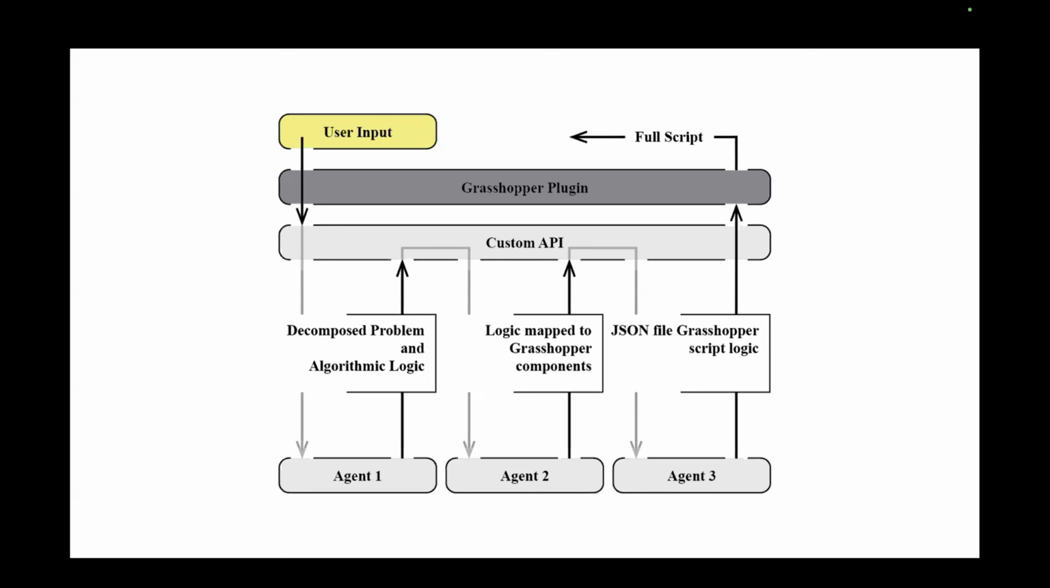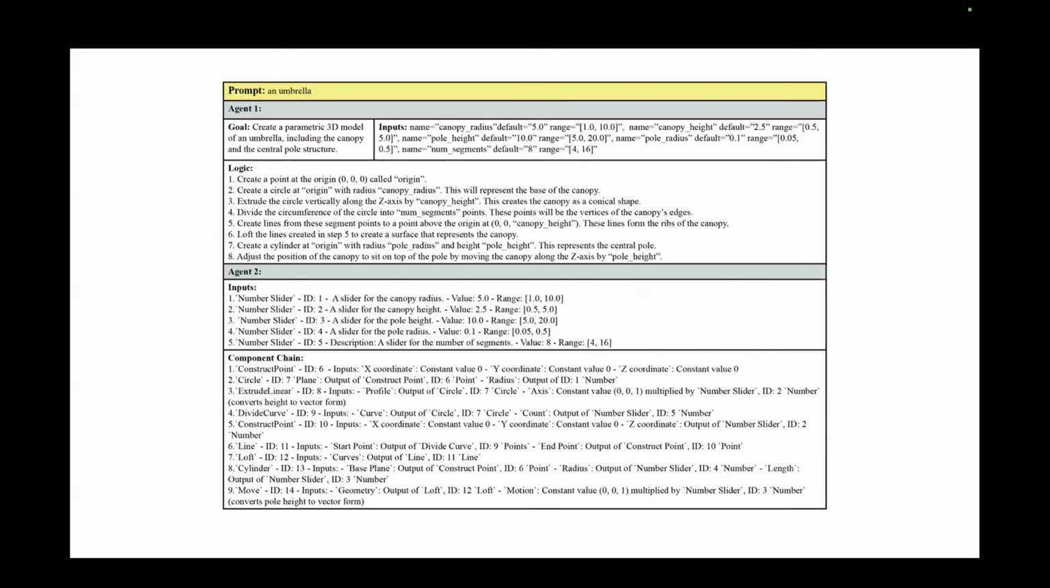So the very first agent would just talk about this shape. This is what that looked like. It would say, okay, the user said an umbrella. So the goal is to create a parametric model of an umbrella, which looks like a canopy and the central pole. And then it would say, okay, looking at an umbrella, there are just certain values that are relevant. The canopy radius is one of them. How tall is the umbrella? How wide is it? How big is the pole? Like what's the radius of the pole?